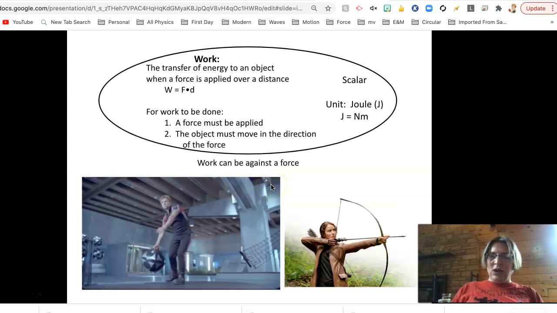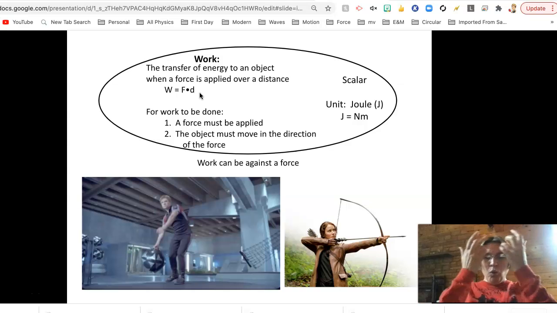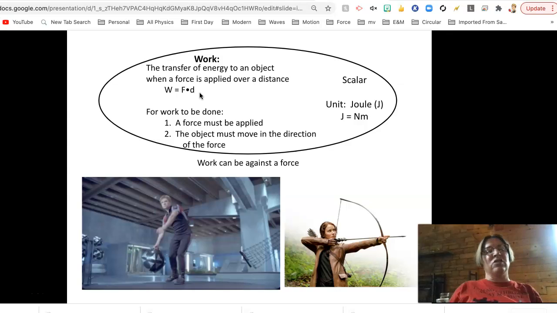Work is the transfer of energy to an object when a force is applied over a distance. Now this is similar to the idea of impulse, because when you apply a force for a certain amount of time, which is an impulse, you're usually also applying a force and moving something through a distance. So when you apply an impulse to an object and change its momentum, you probably are also doing work on the object. They're just different ways of looking at the same thing. Work and energy is a different way to look at some of the same things we've been looking at all year, and in some ways a different way to solve the same problems.